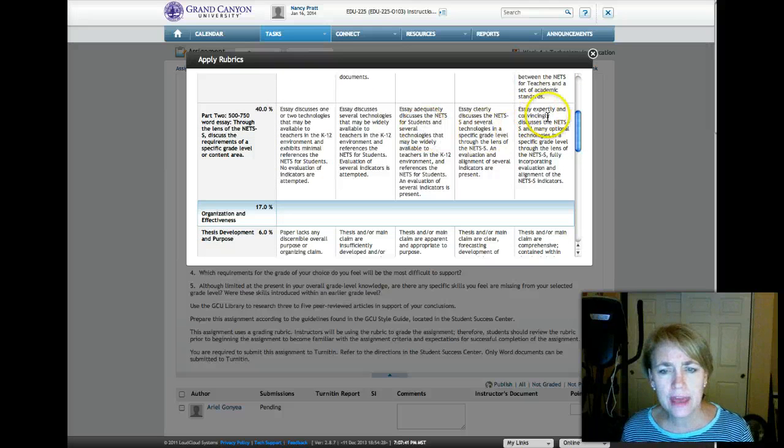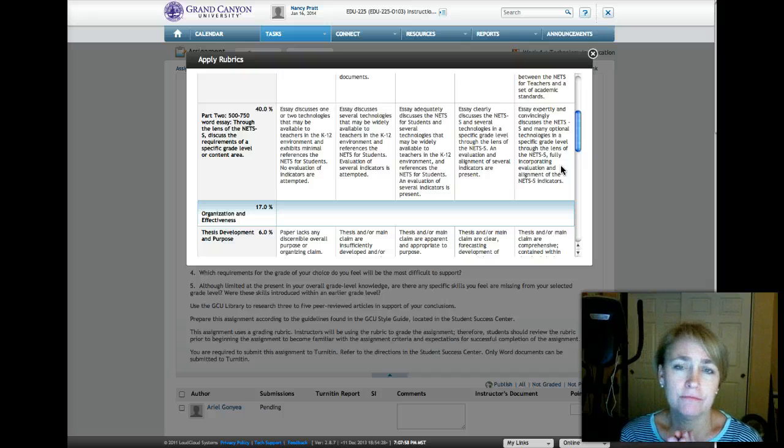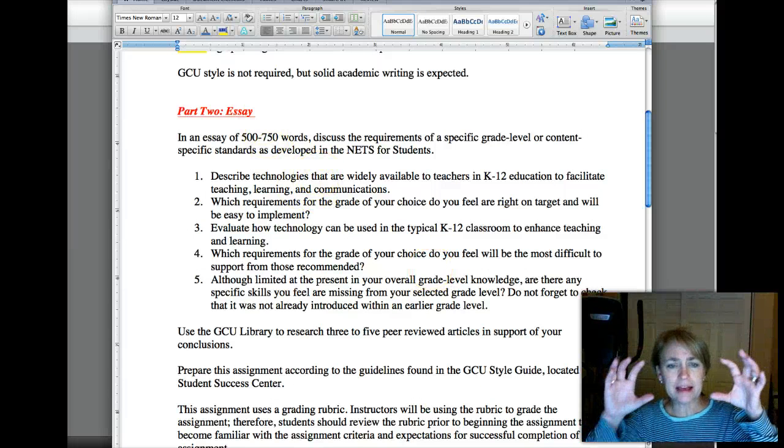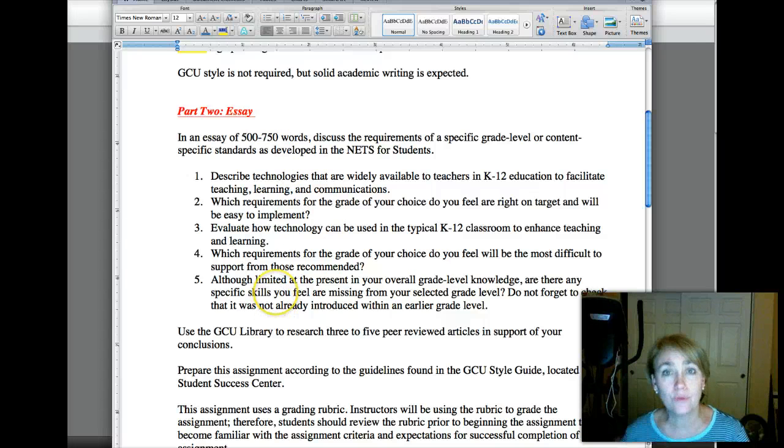Here's part two. The essay expertly and convincingly discusses the NETS-S and many optional technologies in a specific grade level through the lens of the NETS-S. So what you're doing is thinking about, yes, I'm going to be a third grade teacher, and this is how I would answer all these questions from a third grade teacher's point of view. Or I'm a high school physics teacher, and in my class, I'm going to be thinking about things through a high school physics teacher's lens. That's this for number two.